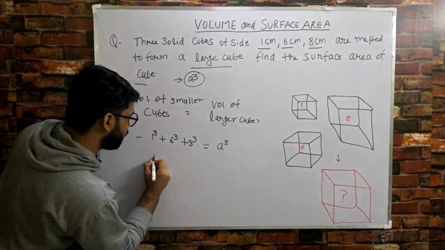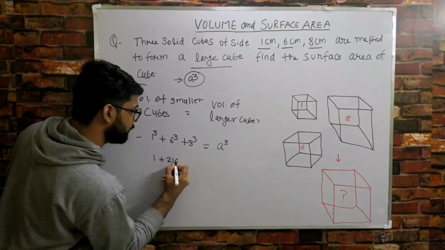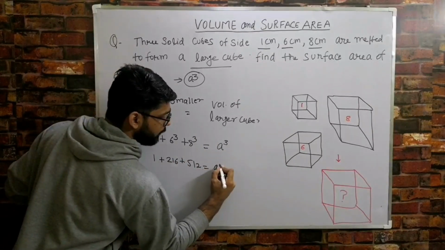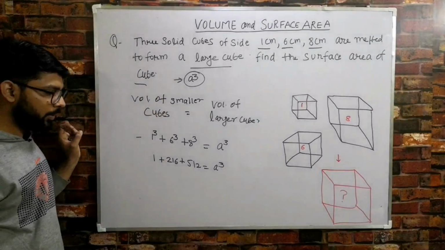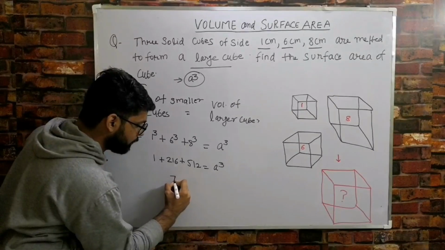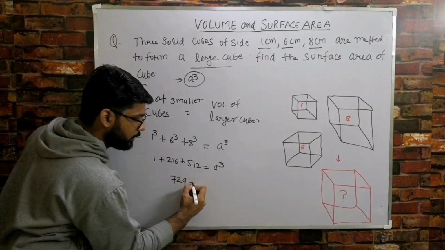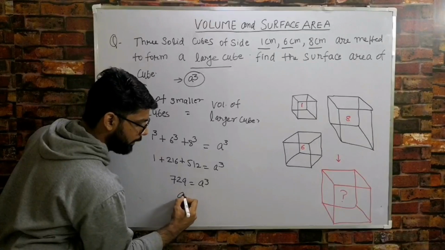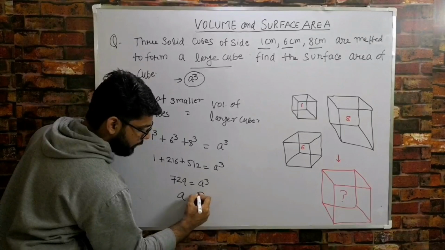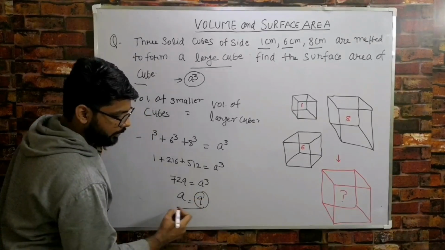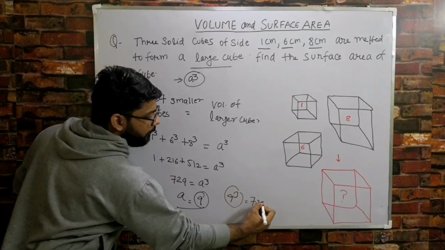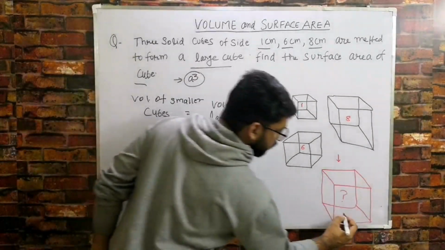So if we add 1 plus 216 plus 512 is equal to a cube. So हमारे पास ये आ गया a cube. Now we have to find out the value. So if we add it, 512, 216 and 1 is equal to 729 is equal to a cube, and the value of a is equal to 9 into 9 into 9. The value of a is equal to 9. If I multiply cube the 9, then it will become equal to 729. So here we find the dimension of this cube is 9.